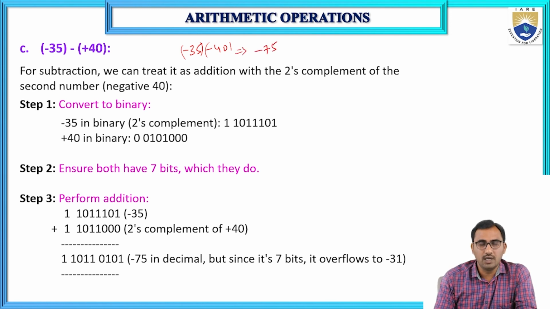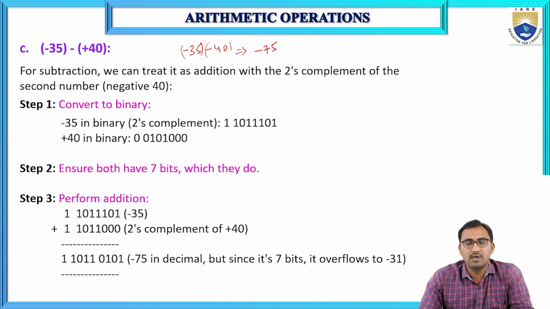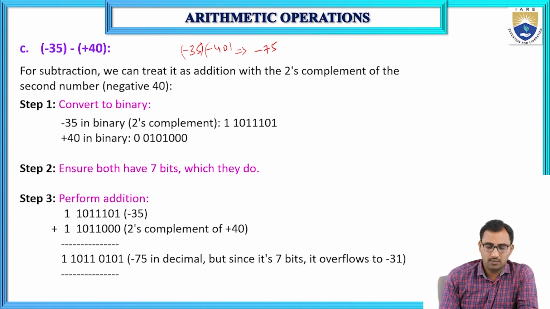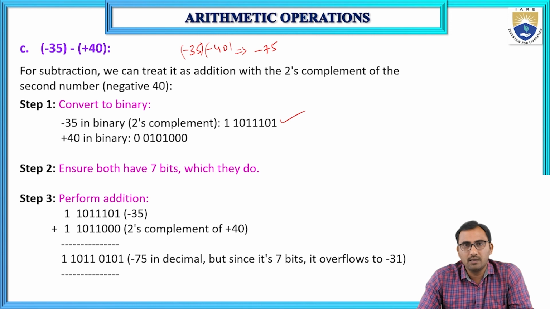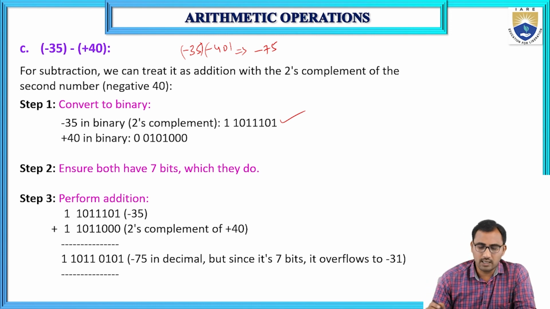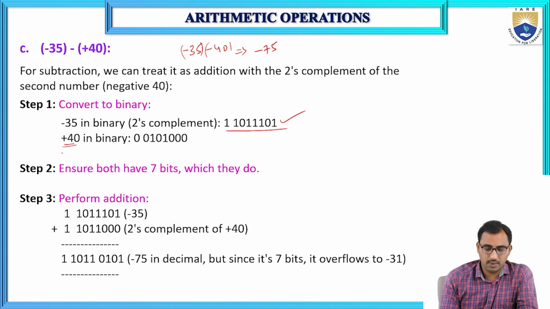Just before, we have seen how we can convert a decimal number into binary and how we can represent negative numbers. So minus 35: by taking plus 35 and then performing 2's complement, you will get the minus 35 value. Similarly, plus 40. So plus 40 binary value is this one.